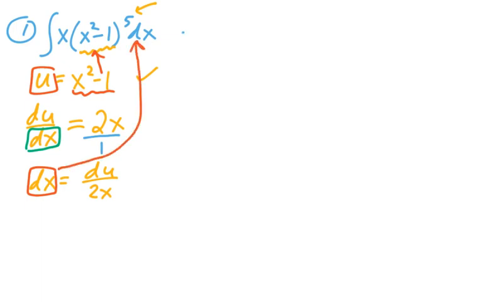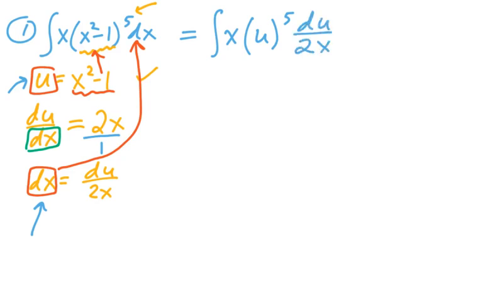Ready? Here we go. This becomes the integral of x times, not x squared minus 1, but now I've got my new fancy u. I'll write that as u to the 5th, because u was x squared minus 1. But I'm not going to write dx either. I'm going to substitute this in for my dx. This becomes du over 2x. This looks a little bit better, you gotta admit.